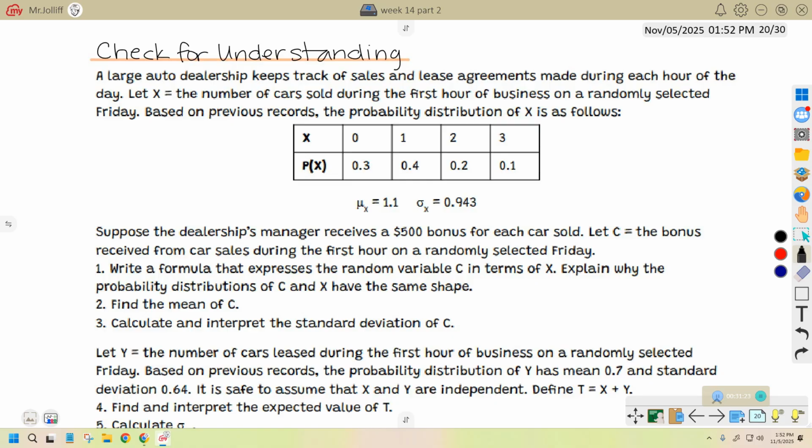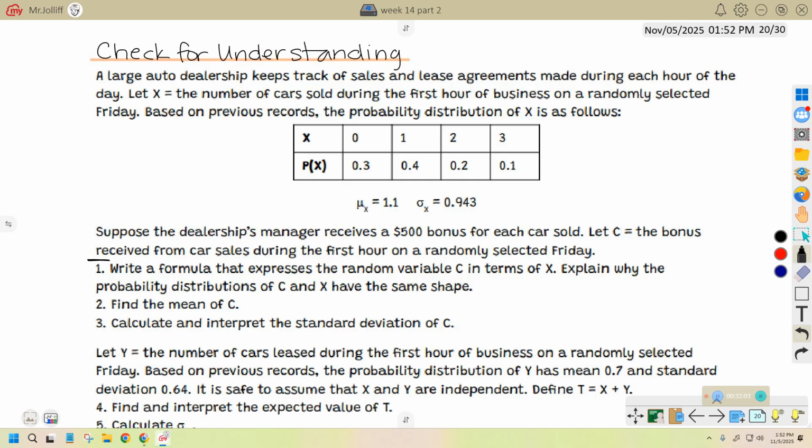Do I have somebody who has a nice loud voice who'd be willing to read up to question 1 for us? Thank you, Drew. A large auto dealership keeps track of sales and lease agreements made during each hour of the day. Let X equal the number of cars sold during the first hour of business on a randomly selected Friday. Based on previous records, the probability distribution of X is as follows. Suppose the dealership's manager receives a $500 bonus for each car sold. Let C equal the bonus received from the car sales during the first hour on a randomly selected Friday. Very good. Thank you, Drew.